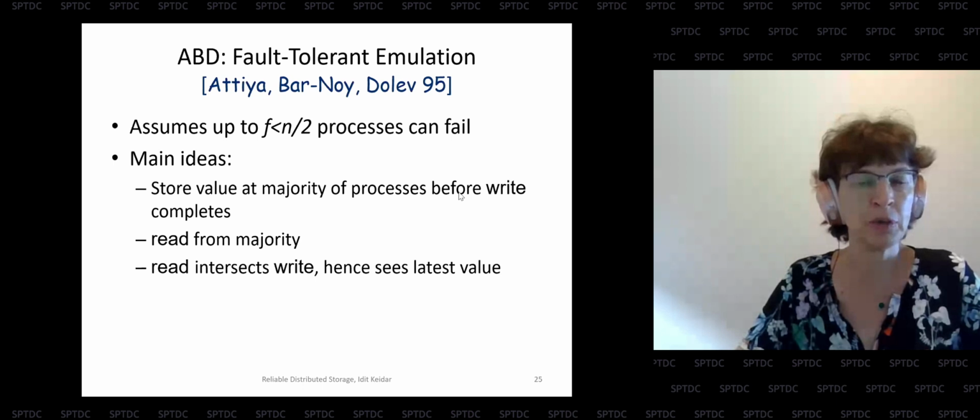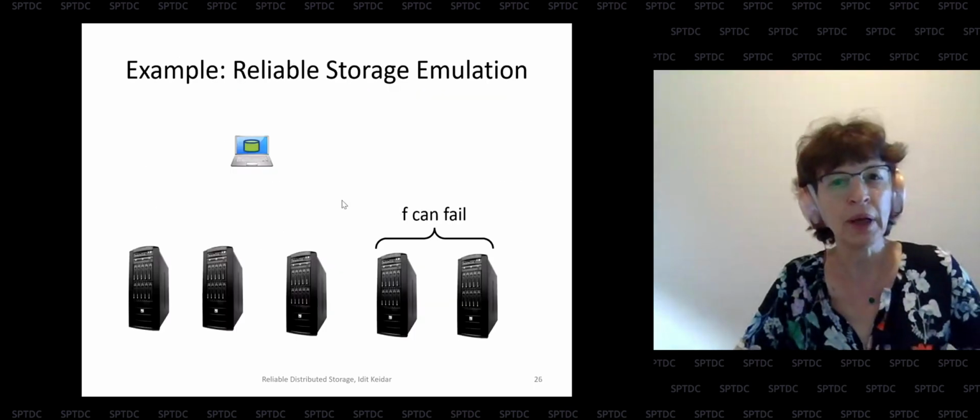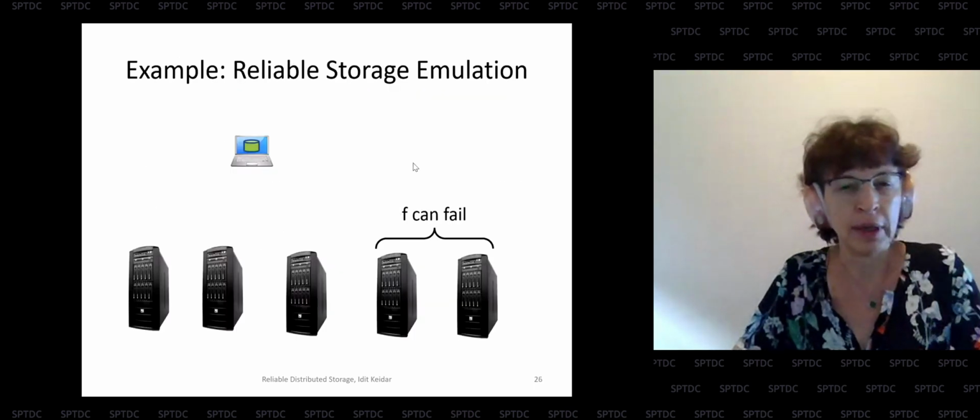So the write can complete and return an acknowledgement after it's written to a majority, and to read from a majority. Because every two sets that include a majority intersect, every read will see the latest written value and will be able to satisfy linearizability. So this is an example.